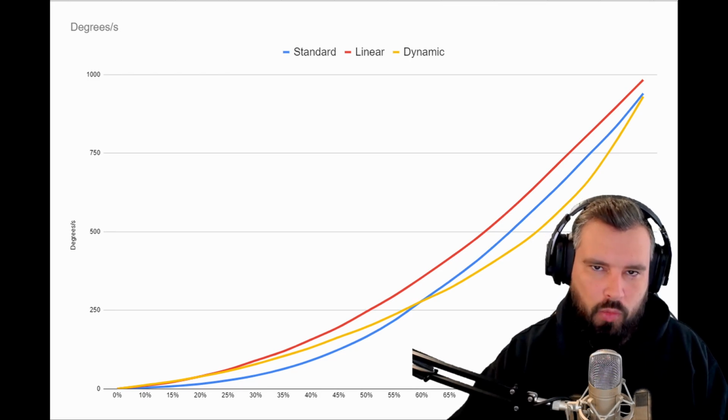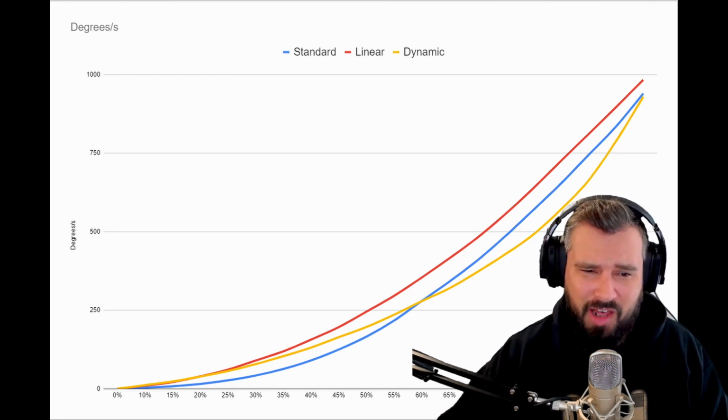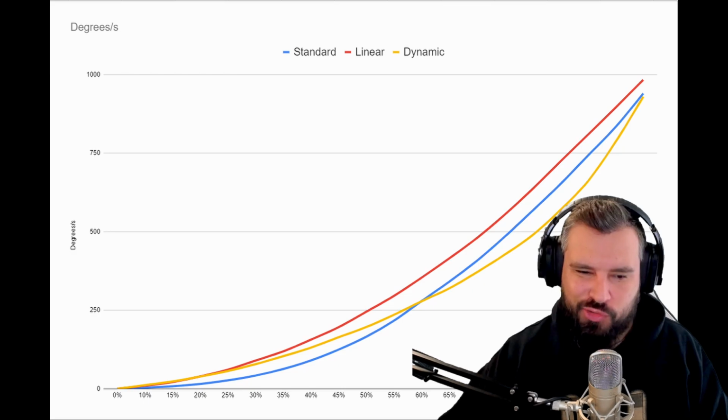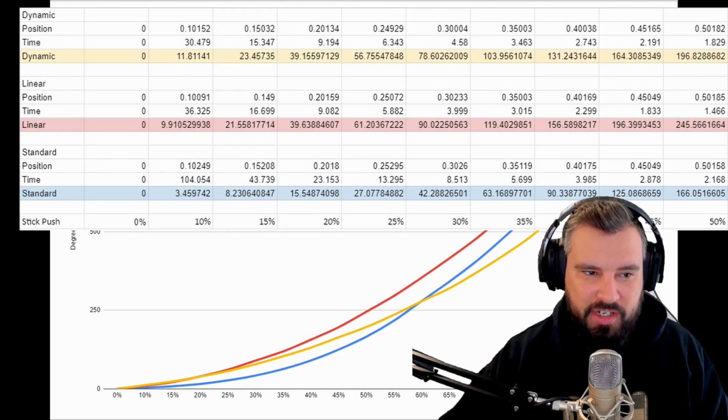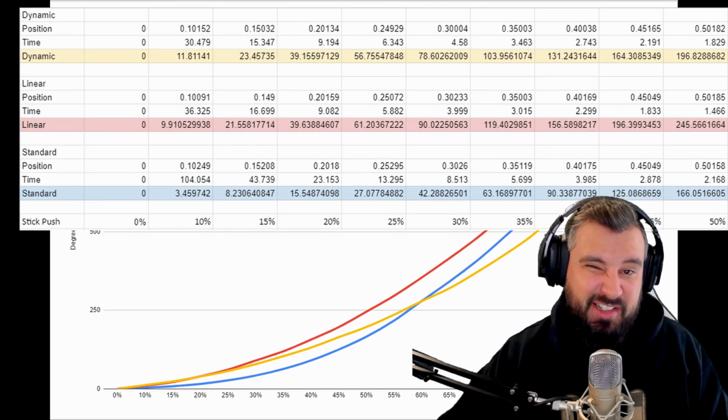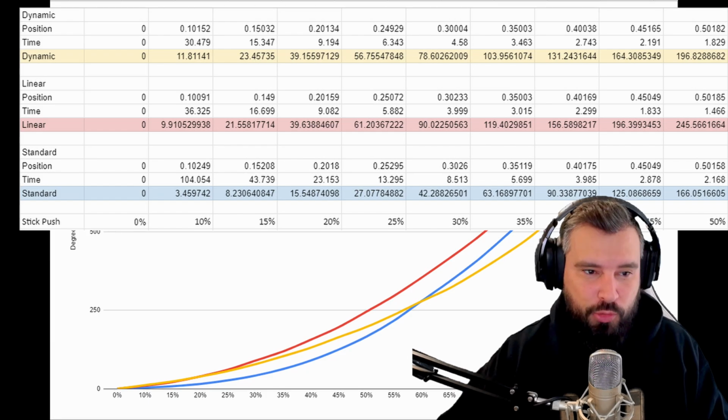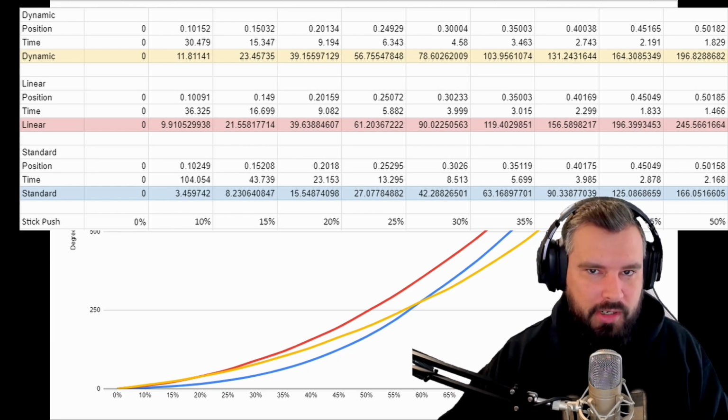But that now brings us to what the curves actually look like, and what the hell. We can see here by the red line, linear is actually nothing like linear as far as what we understood. It just seems to be a stronger standard curve. If you look at the degrees per second, you'll see it does roughly 10 degrees per second at a 10% push, whereas standard's like 3.5 degrees per second.